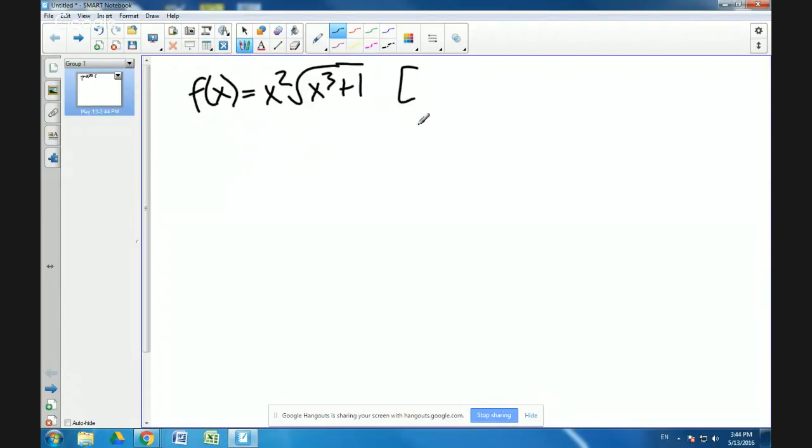And your interval is from 0 to 2. Okay, so your first instinct might say, how do you tackle that? That looks pretty nasty. Well, what we're actually going to do is do substitution. So we are going to combine other calculus methods that we've learned to solve for the average value.